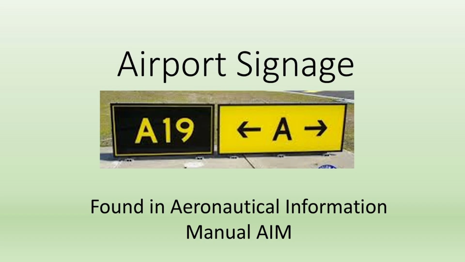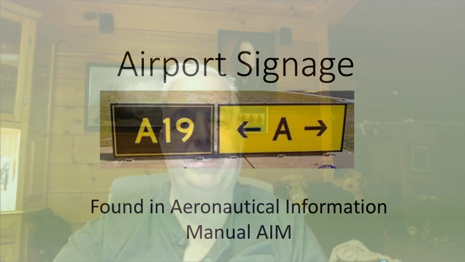We've broken up the airport operations into a couple of modules just to keep them at a manageable length. Well, this next module talks about airport signage. It's found in the Aeronautical Information Manual, AIM. That is the guide to all the information you need and want to know as a pilot. So what types of signs do we have at the airport?